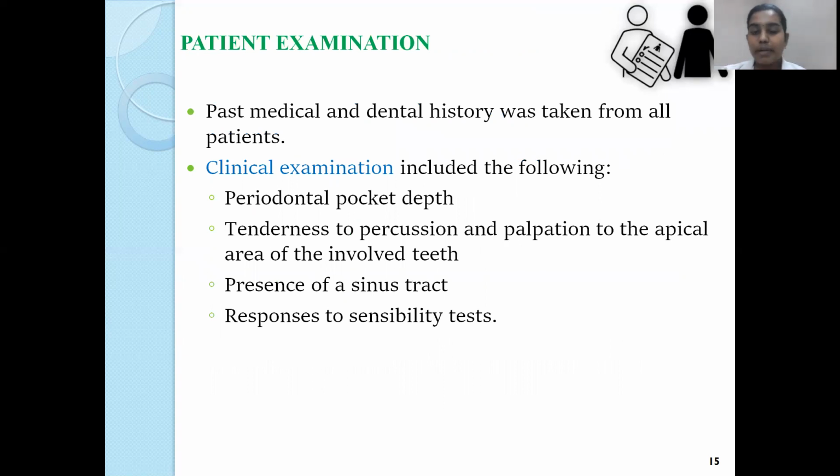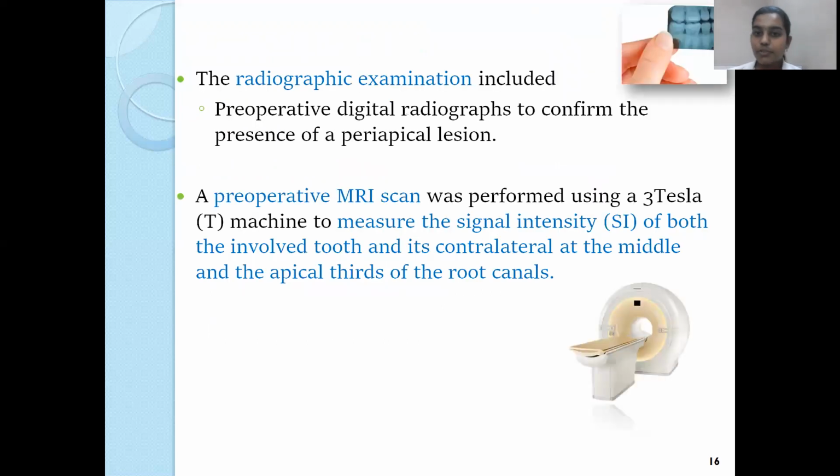Next, the patient medical and dental history was taken from all the patients. Clinical examination included the following: periodontal pocket depth, tenderness to percussion, and palpation to the apical area of the involved teeth, presence of a sinus tract, responses to sensibility tests. The radiographic examination included preoperative digital radiographs to confirm the presence of a periapical lesion. A preoperative MRI scan was performed using a 3 Tesla machine to measure the signal intensity of both the involved tooth and its contralateral at the middle and the apical third of the root canal.